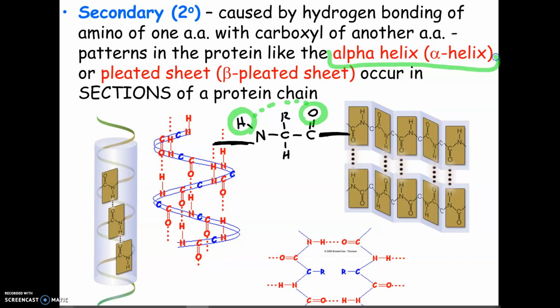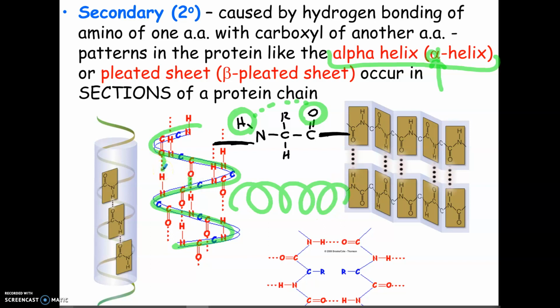One is called the alpha helix. Notice that little alpha symbol we talked about yesterday. So this is the alpha helix. Kind of looks like a curlicue, like this. And again, notice, see, hydrogen bonds between hydrogen and oxygen. This has nothing to do with R groups. This is just amino and carboxylic acid groups along the chain. Another possible pattern that we might get is called a pleated sheet, or sometimes it's called a beta pleated sheet. And this one looks kind of like an accordion, where it kind of folds back and forth, back and forth, back and forth. But again, it's caused by hydrogen bonds between the hydrogens of amino groups and the oxygens of carboxyl groups. And this is only in sections of a chain.